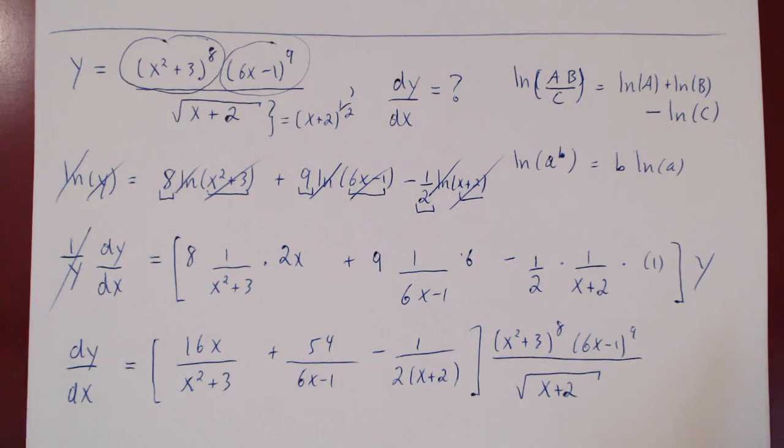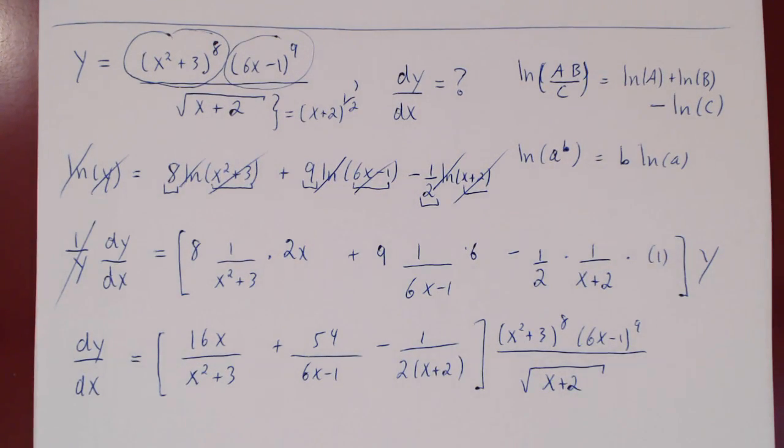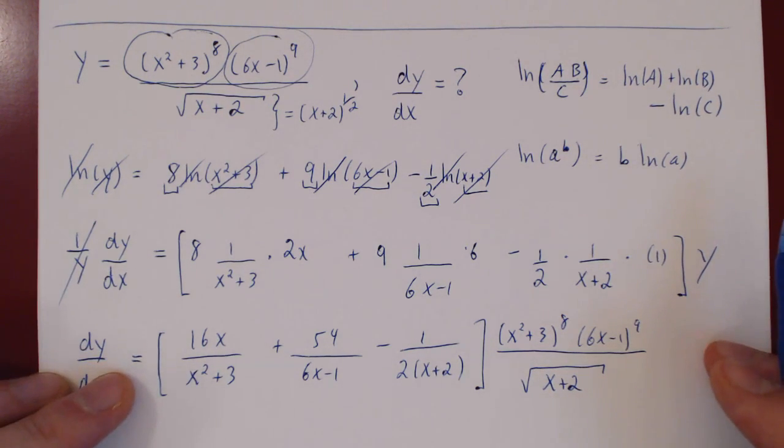Let's do one more example that will involve, right from the get-go, implicit differentiation, where the answer will, in the end, be a function of x and y. This will be our final example.